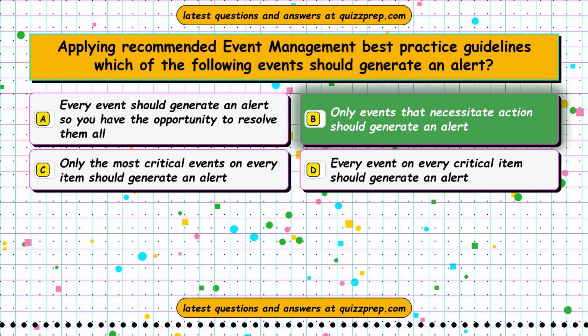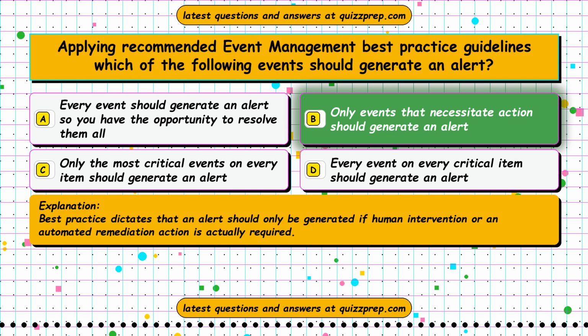The correct answer is option B. Only events that necessitate action should generate an alert. Best practice dictates that an alert should only be generated if human intervention or an automated remediation action is actually required.